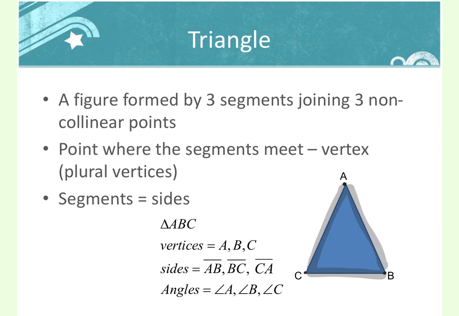We can name it by saying the word triangle ABC, or you can also use the symbol of the triangle followed by the three letters. Vertices you list as those points, sides as those segments, and then angles A, B, and C.